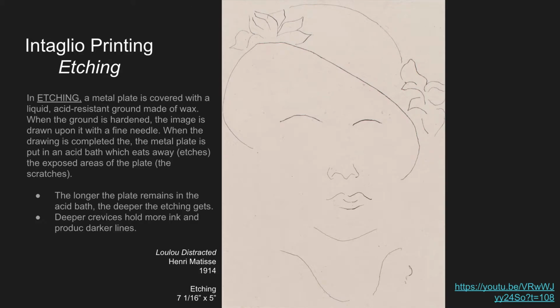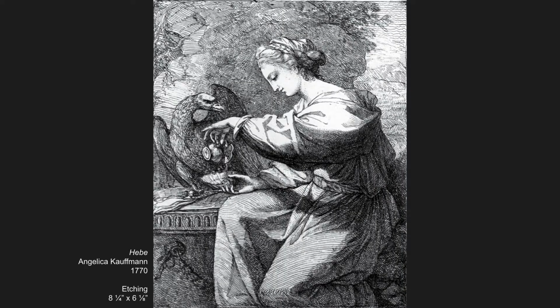Etching. In etching, a metal plate is covered with a liquid acid-resistant ground made of wax. When the ground is hardened, the image is drawn upon it with a fine needle. When the drawing is complete, the metal plate is put in an acid bath which eats away or etches the exposed areas of the plate, the scratches. The longer the plate remains in the acid bath, the deeper the etching gets. Deeper crevices hold more ink and produce darker lines. This is an etching.